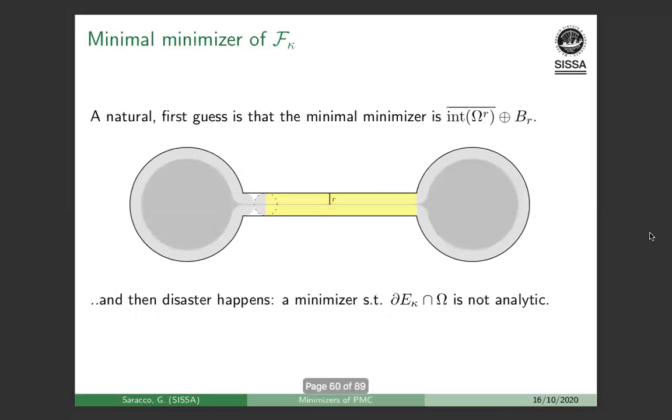But at some point you end up with this situation, which should be a minimizer from your initial assumption. But this guy has a singularity inside, okay? The internal boundary is not analytic, so it can't really be a minimizer. So there is something amiss in our initial guess. Our initial guess cannot really be the minimal minimizer. And what we proved is that essentially this is the only thing that can go wrong.